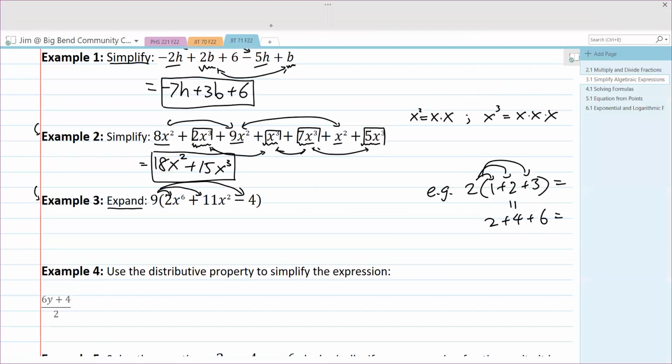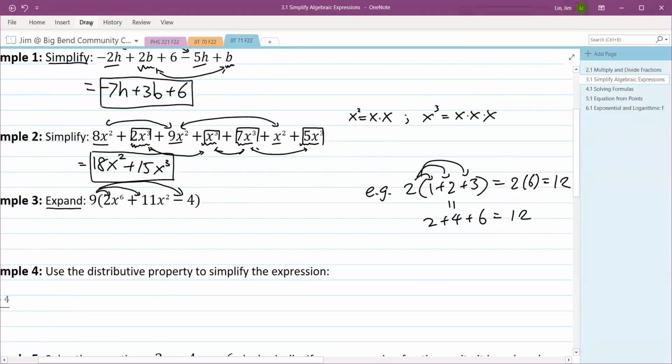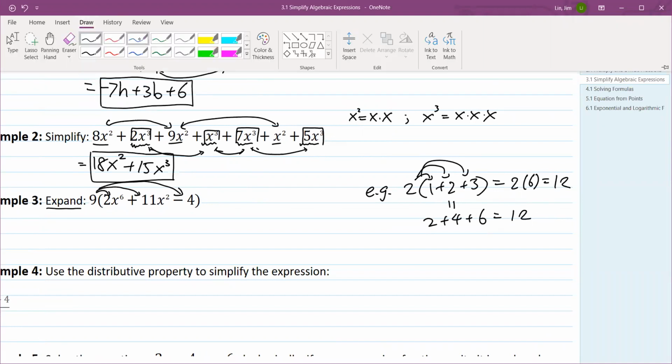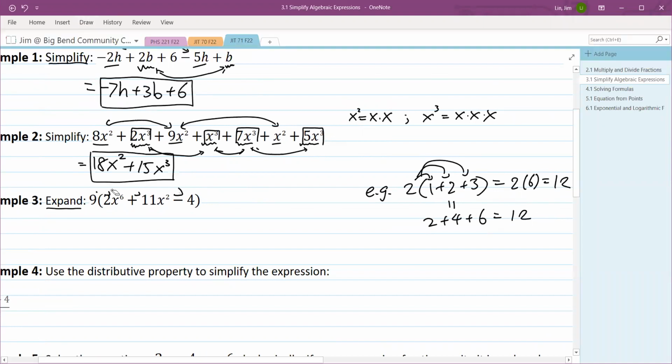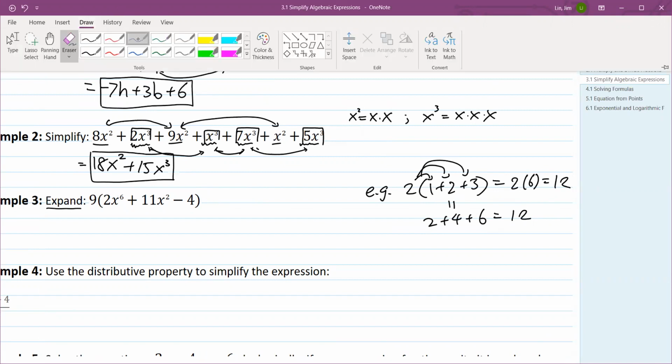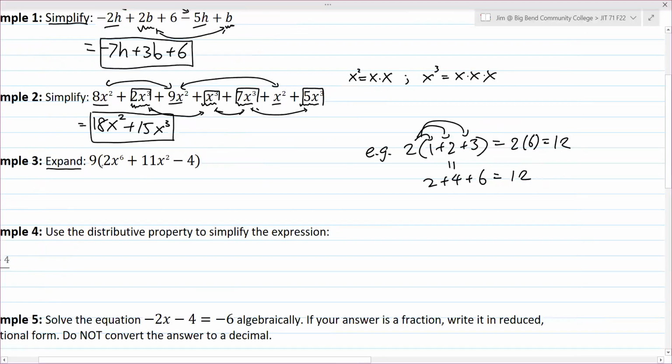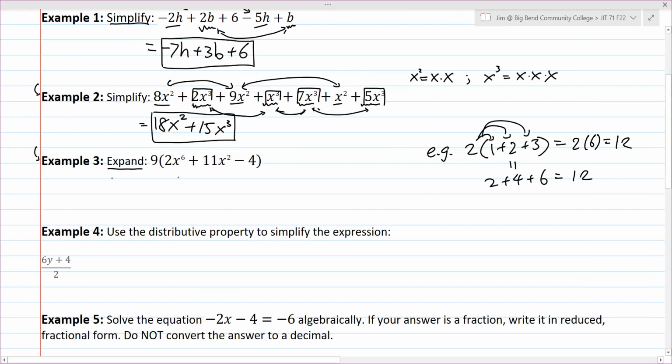Okay, all right. Perhaps I'll change the color for more clarity. All right, so let's do the same thing. We have to approach this the hard way because we don't know what the x is. We don't know the value of x. That's why we have to expand.